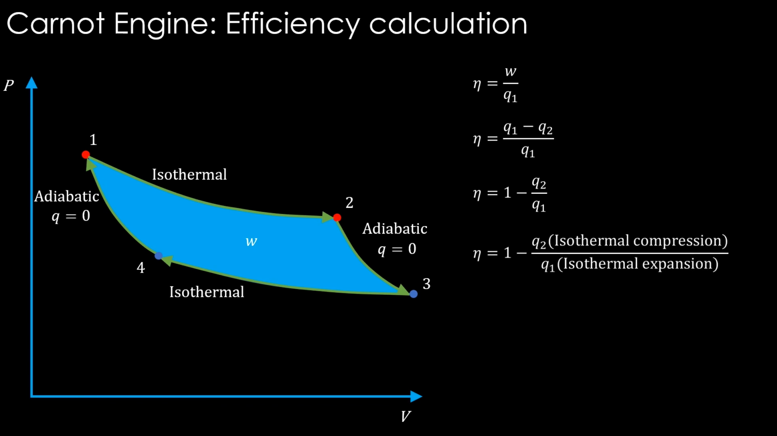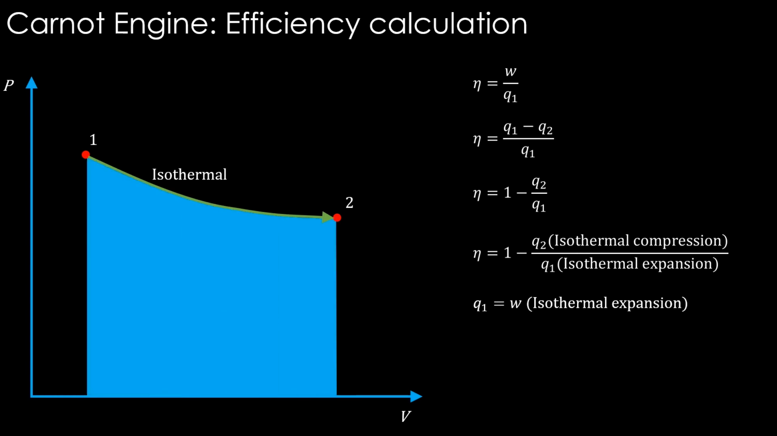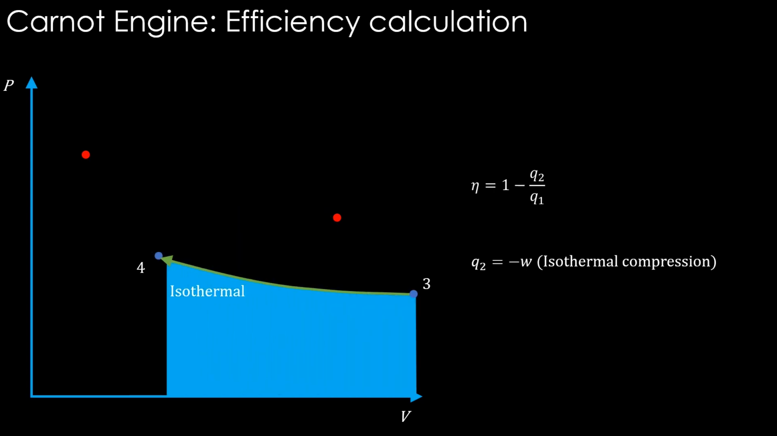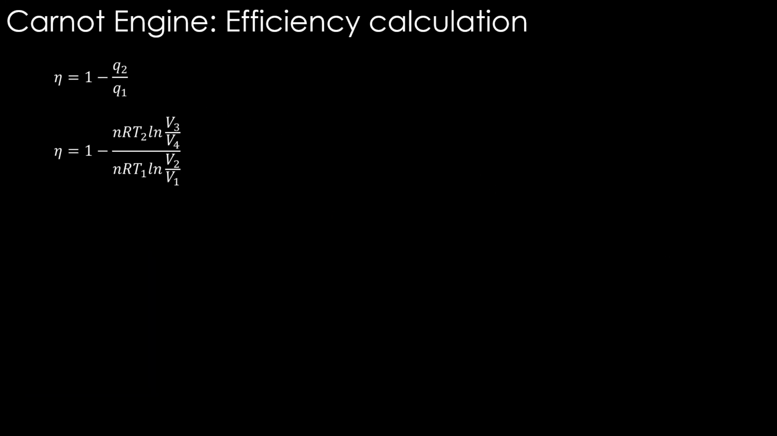Let's use our knowledge of isothermal and adiabatic processes to go further. Q2 is the heat rejected in the isothermal compression step and Q1 is the heat supplied in the isothermal expansion step. Since it is an isothermal process, Q1 is equal to the work done in step 1. As we have already seen in the video on calculation of work, it is equal to nRT1 natural log of V2 divided by V1. Similarly, Q2 is equal to nRT2 natural log of V4 divided by V3. Substituting these two Q expressions into the efficiency equation, we get this.